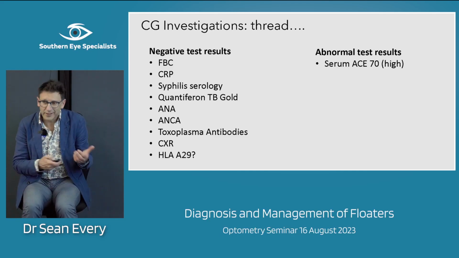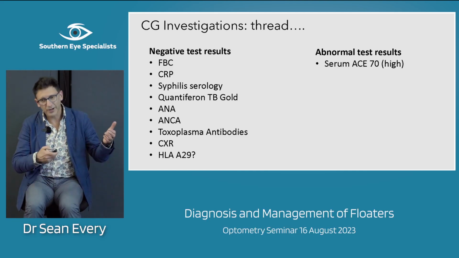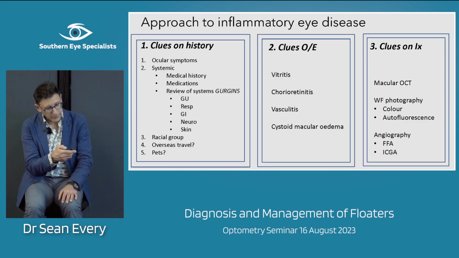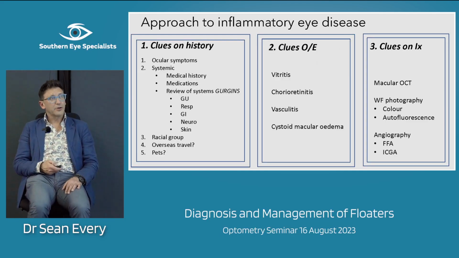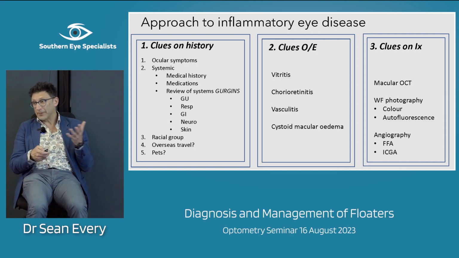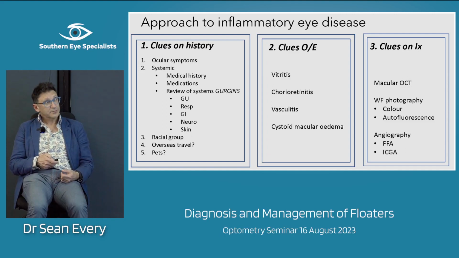But this person has had a normal chest X-ray, they're not short of breath at all, they don't have any respiratory symptoms, but I've sent them off to a respiratory physician. So in terms of the summary for that, how do I approach inflammatory eye disease? Well, basically there's clues on history, there's clues on examination, and there's some clues on investigations, and you start putting it all together.